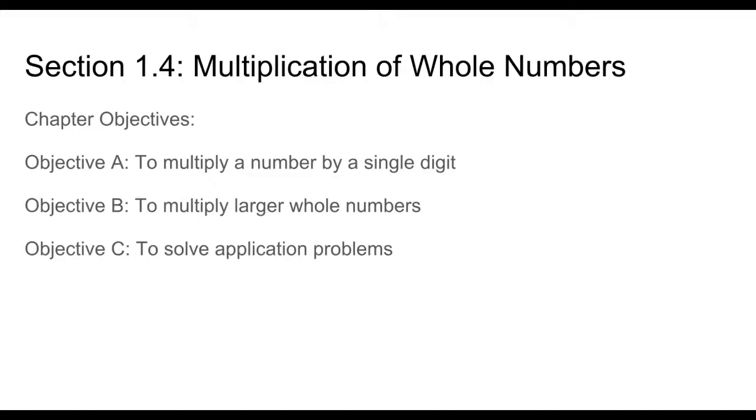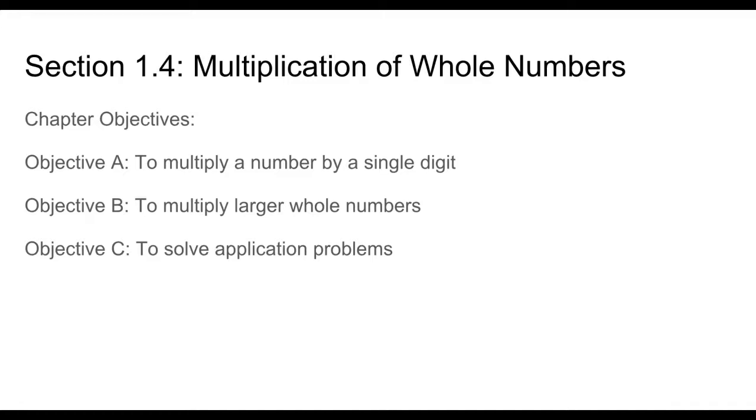So let's go ahead and let's move forward to our review of section 1.4. That's the current section that we're in, section 1.4, multiplication of whole numbers. And you have three objectives in this section. So at the end of this section, by the time you've completed it, you as a student should be able to do the following things. Objective A would be to multiply a number by a single digit. Objective B would be to multiply larger whole numbers, okay? And then objective C would be to solve application problems.